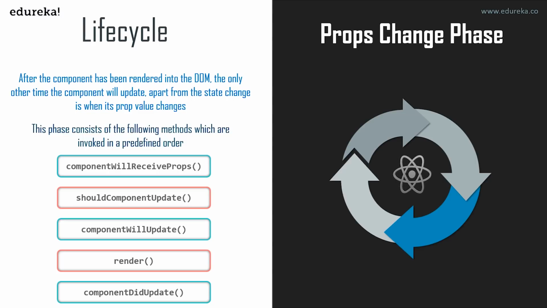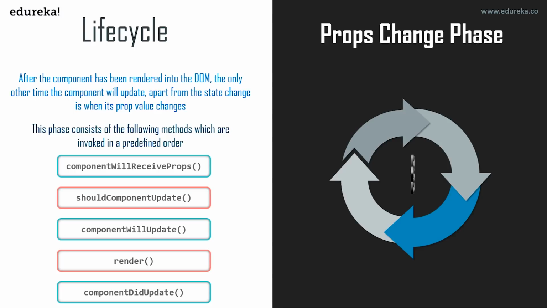Just like we saw this.props.attribute name, for example this.props.name, just like that we can say this.state.attribute value, as we saw in the previous example. So what we are saying here is that this.props.attribute name can make changes in the component, and this.state can also make changes in the component.